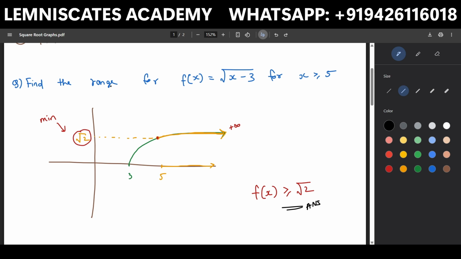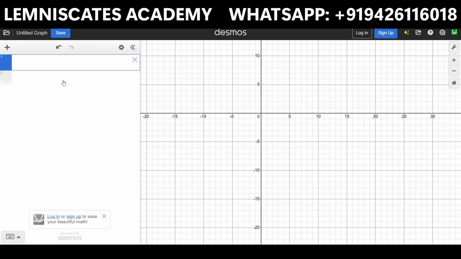So just to confirm the answer, I am going to plot this on my Desmos. Square root of x minus 3, and the domain is x greater than or equal to 5. And the value over here you can see is 5 comma 1.414. So 1.414 is nothing but the square root of 2 only. You can check that with your calculator also. It is square root of 2.